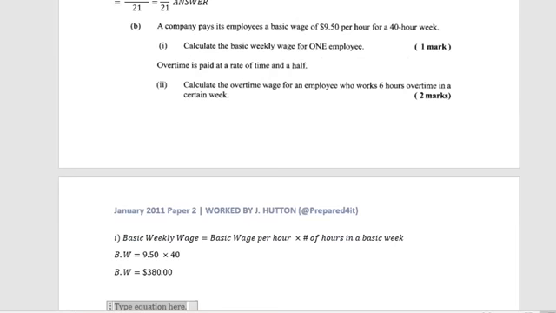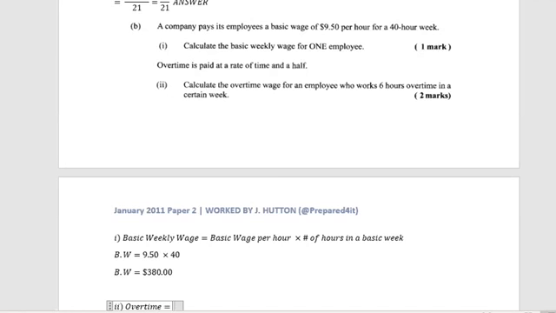So part 2 now says overtime is paid at a rate of time and a half. Calculate the overtime wage for an employee who works 6 hours overtime in a certain week. So who wants to take that one? You're going to get the rate per hour and add half of that rate to it and times it by the amount of overtime. You'll add half the amount of the regular basic wage, and by that you'll multiply by the overtime amount.